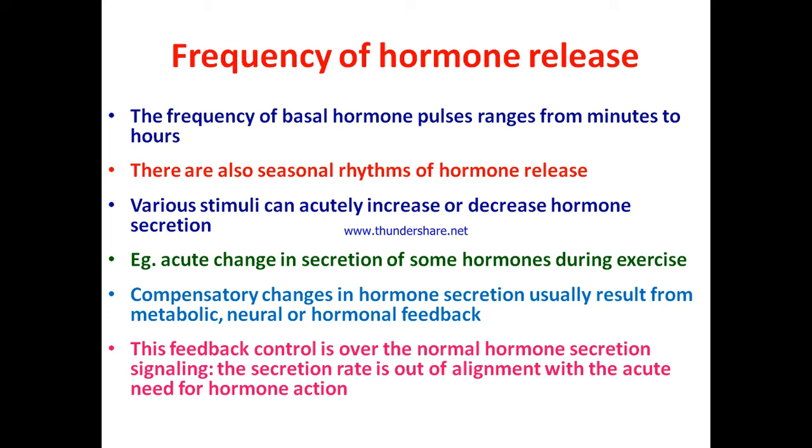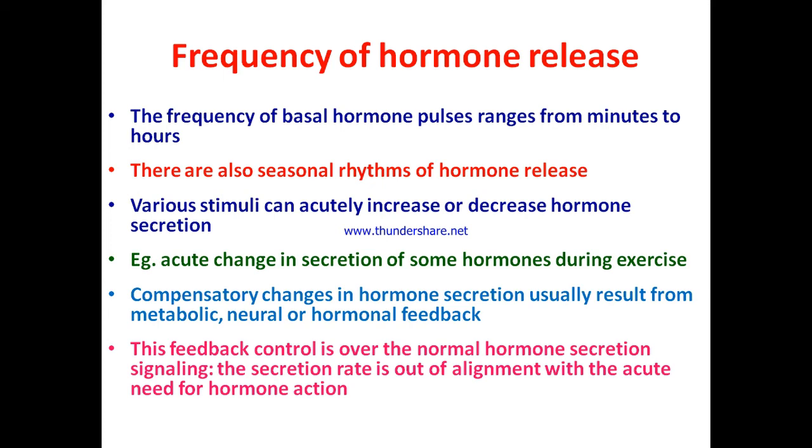This feedback control is over the normal hormone secretion signaling. So these compensatory changes are above the normal hormone secretion. The secretion rate is out of alignment with the acute need for hormone secretion. So when the secretion rate is not in agreement with the acute need of the hormone, this compensatory mechanism comes into action. These different stimuli, metabolic stimuli, neural stimuli, hormonal stimuli, cause excess secretion to meet the acute need of the hormone.